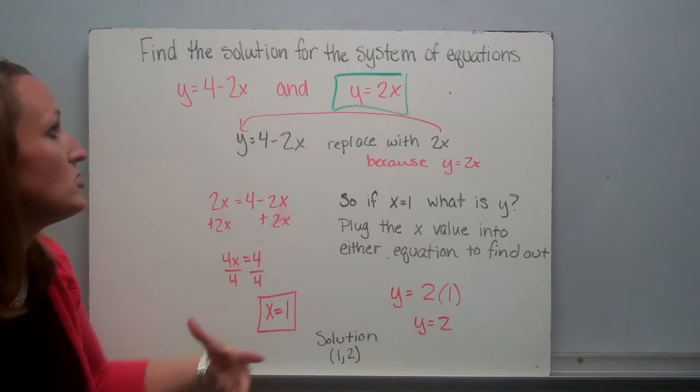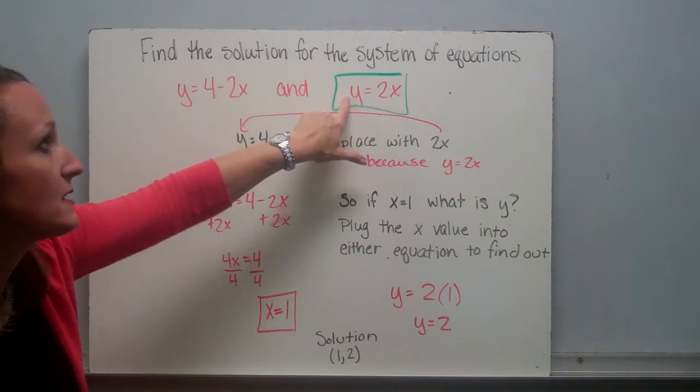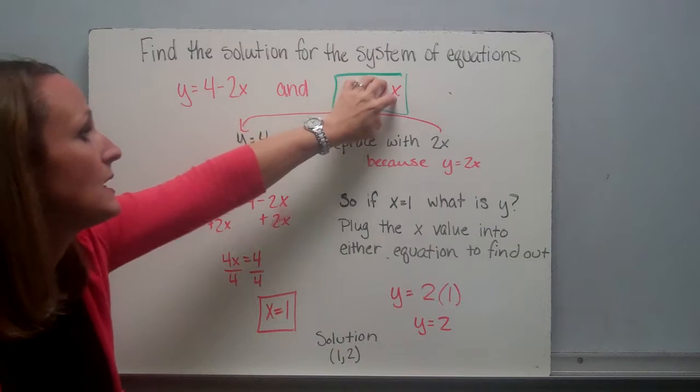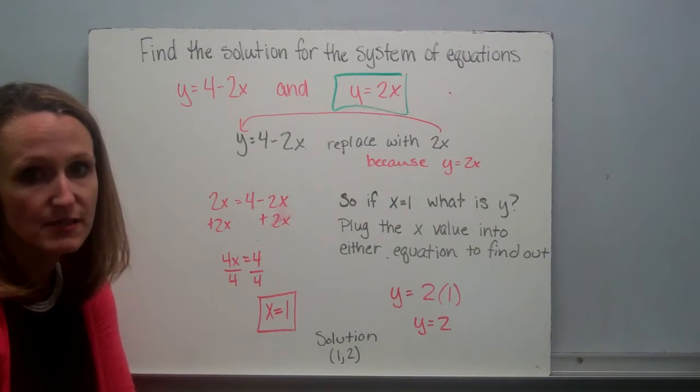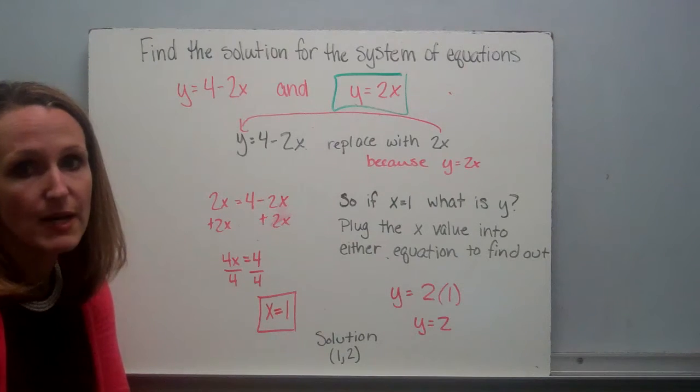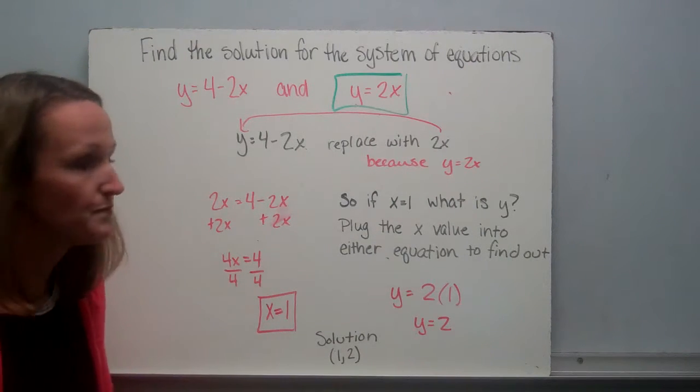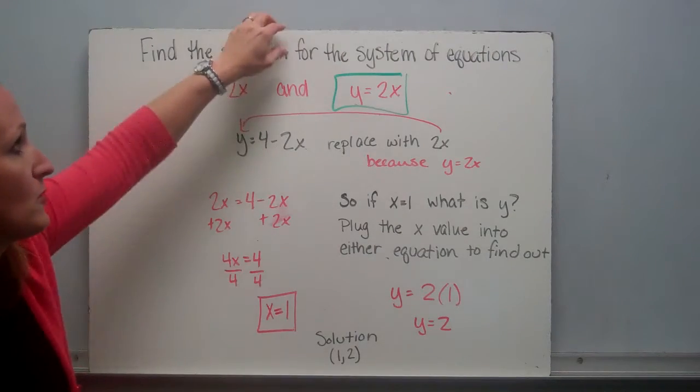So again, what did I do? I found the isolated variable, y equals, and I plugged it in where the y was. Could I have had an isolated x and plugged that in? Absolutely. All that matters is that you have an isolated variable equaling something and you plug it in for the other one.